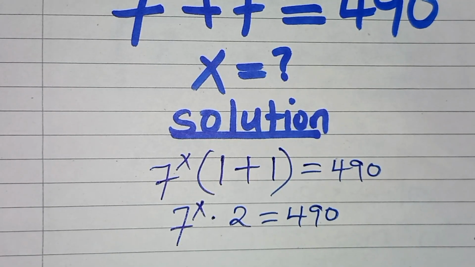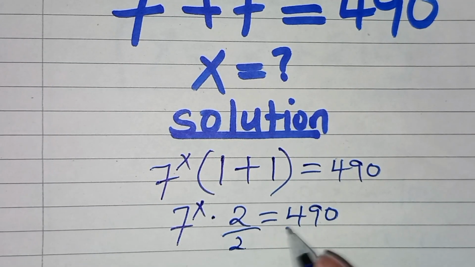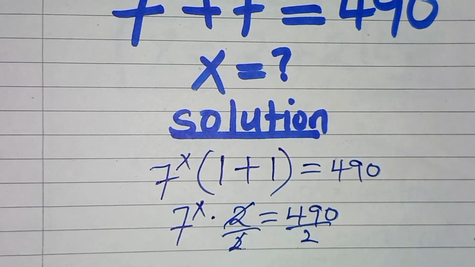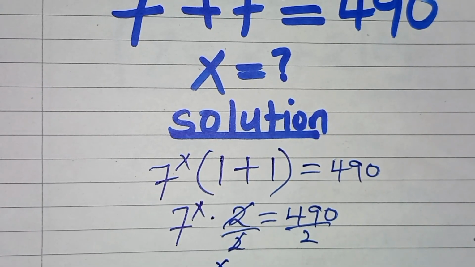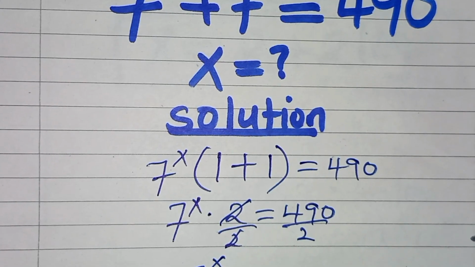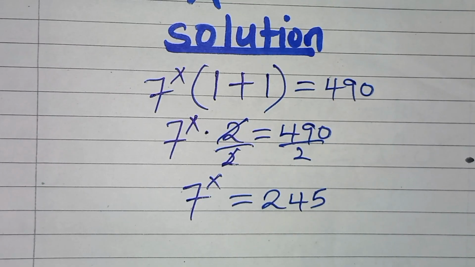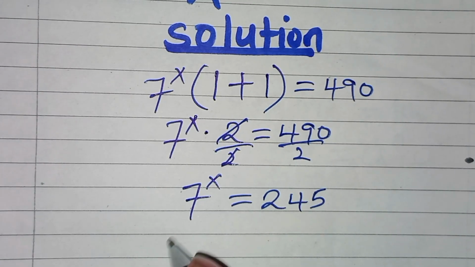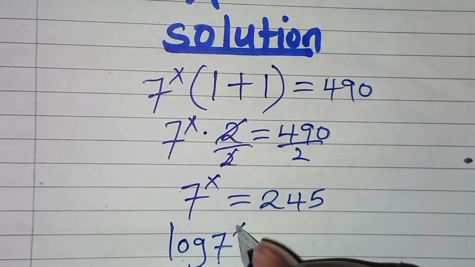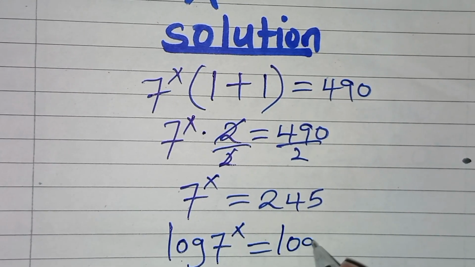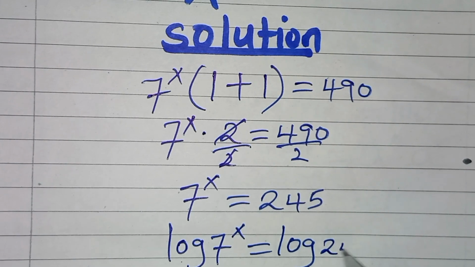Let's divide both sides by 2. So that now 7 to power x is actually equal to 245. Now, for the value of x, we introduce the natural logarithm on both sides. So that we'll have log 7 to power x equal to log 245.